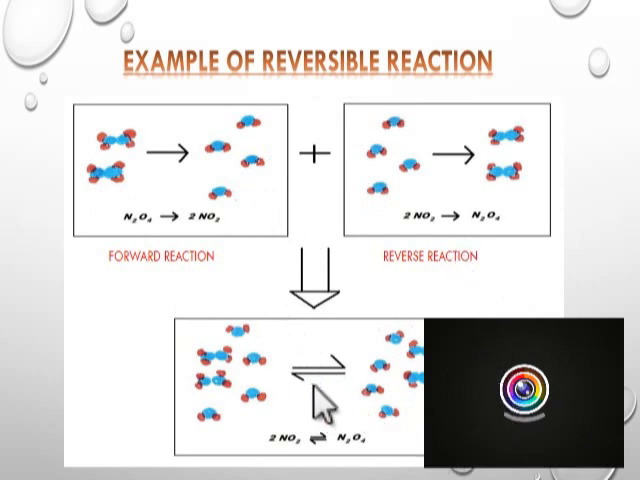From the arrow we come to know whether the reaction is reversible or irreversible. If we have two half arrows, then we say it's a reversible reaction. And if we have a complete arrow, then we say it's a complete reaction or an irreversible reaction.